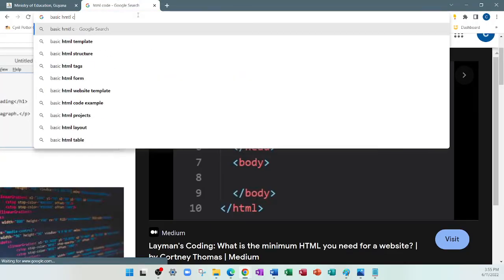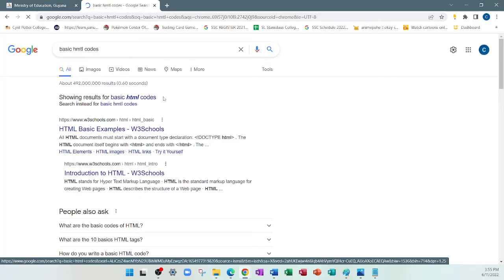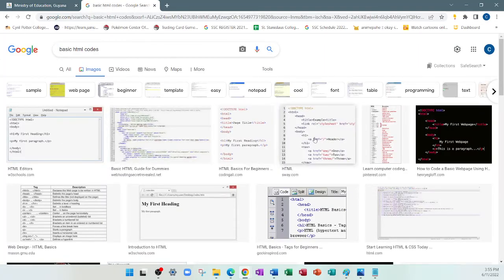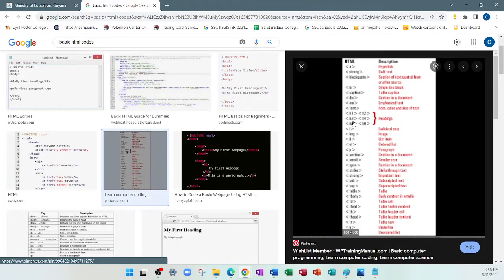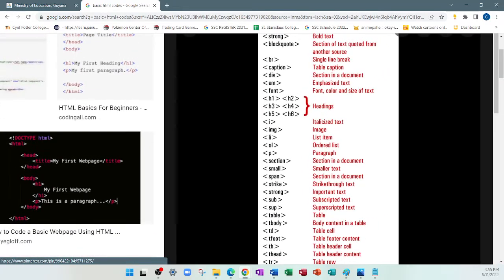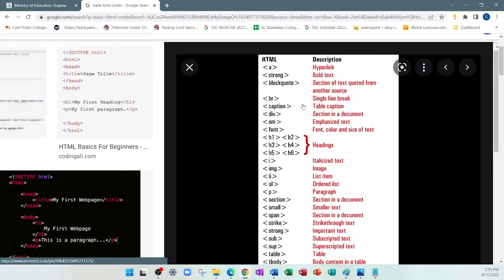Basic HTML codes. So what are some of the basic HTML codes you can try to remember? It's not necessary to remember them, but it's always good to try to remember a few. So for instance, the strong tag is when you want to bold some text. Notice we have H1, H2, H3, H4, H5, and H6. Those are used to create various headings in your HTML. IMG is when you want to add an image. I is when you want to make your text italic.